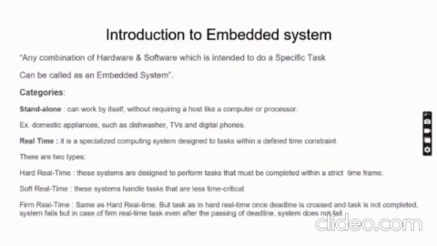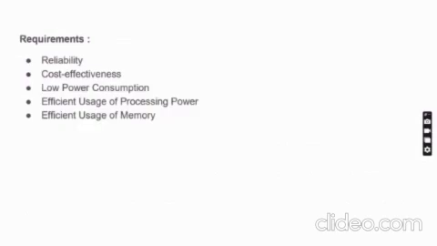Hard real time systems are time critical, and soft real time systems are less time critical. The requirements of an embedded system are reliability, cost effectiveness, low power consumption, efficient usage of processing power, and efficient usage of memory. When you want to design an embedded system, these are the things that you have to look out for.